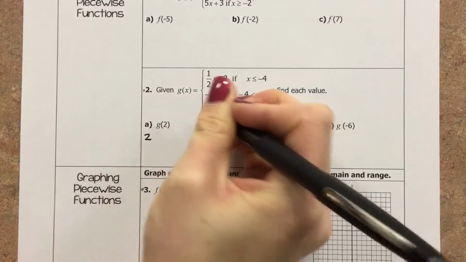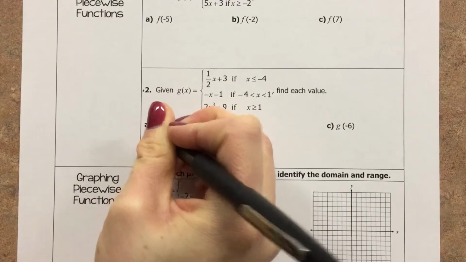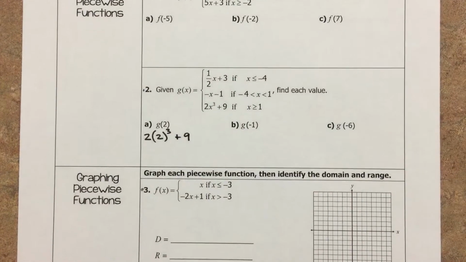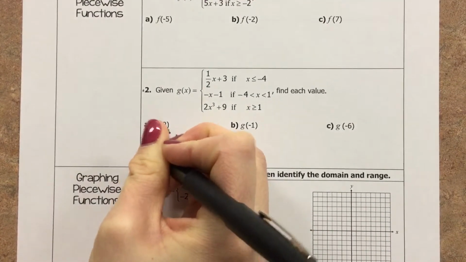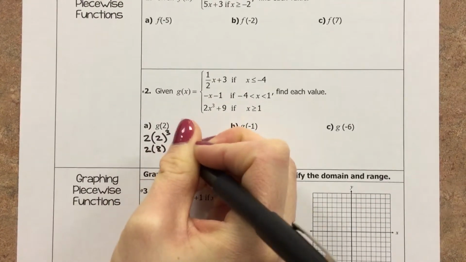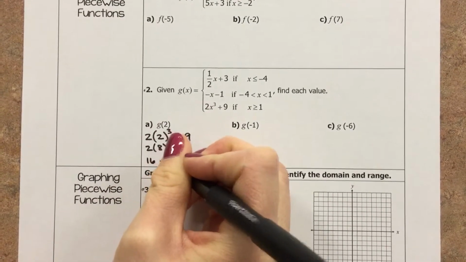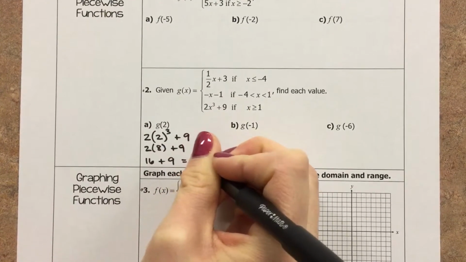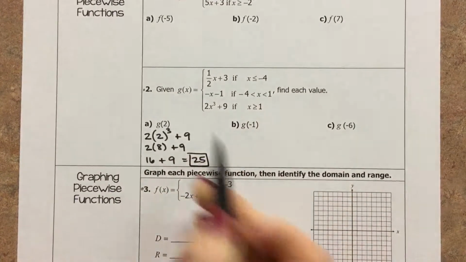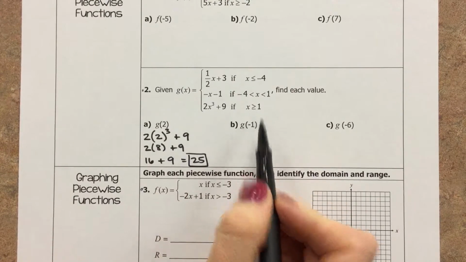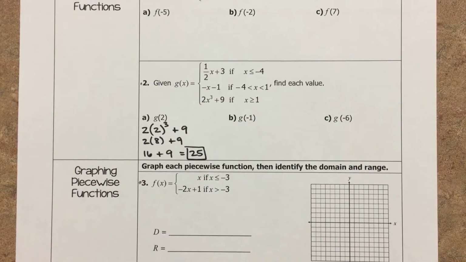So 2 and then x cubed, that's where I plug the 2 in. 2 cubed plus 9. So we follow the order of operations. 2 cubed is 8. Then multiplication, 2 times 8 is 16, plus 9 gives us an answer of 25. So when I plugged 2 into this function, I had to plug it into the third piece because of the domain, and it came out to be 25.